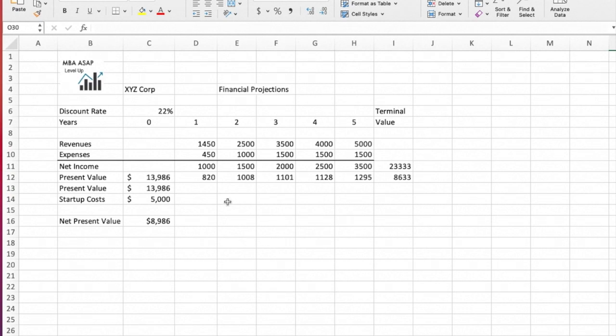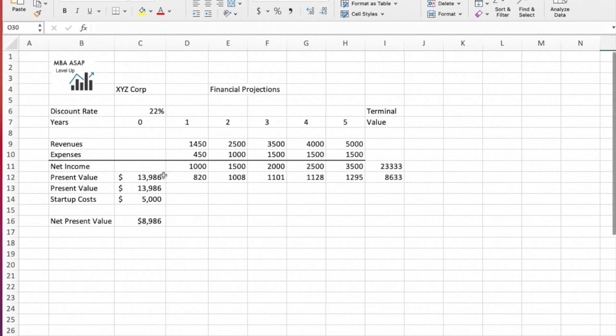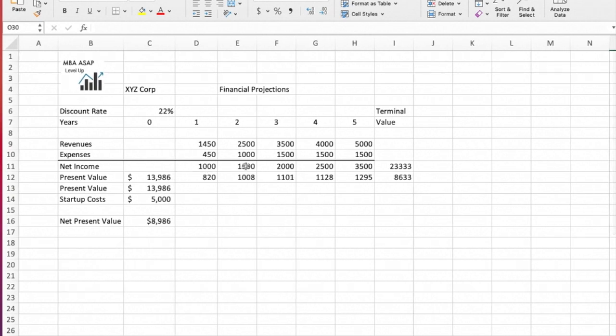But basically, it's just like what we had on the board, but now we're going to do it in the spreadsheet, right? So we have the discount rate was 22%. That's what we talked about. And the net income went from 1,000 to 1,500 to 2,000, 2,500 to 3,500, right? And then we're going to have a terminal value based on that year 5, that 3,500 going out into the future ad infinitum. So with that in mind, here is the spreadsheet.